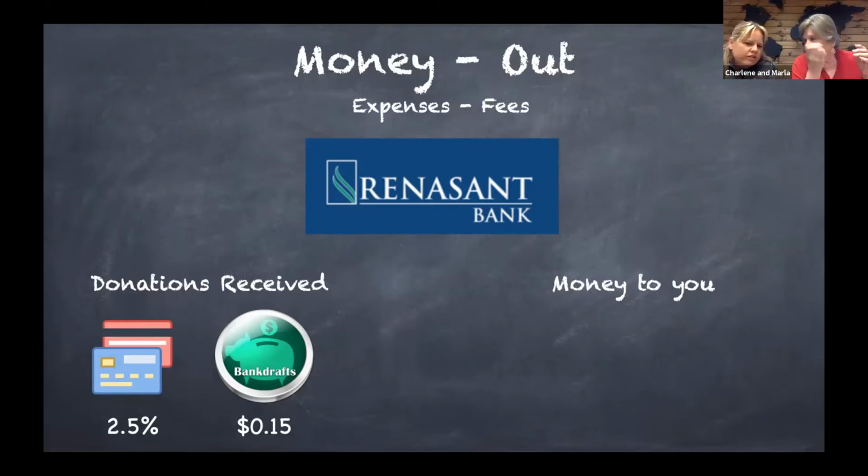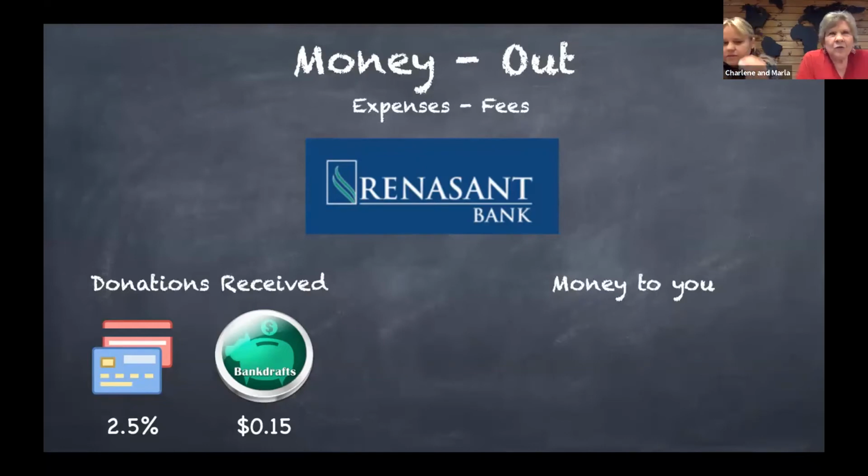ACH/EFT gift. So you're telling me that if that same donor that gave $500 gave it from a bank draft versus a credit card, my fee would be $12.50 versus 15 cents. 15 cents versus $12.50. Yeah.